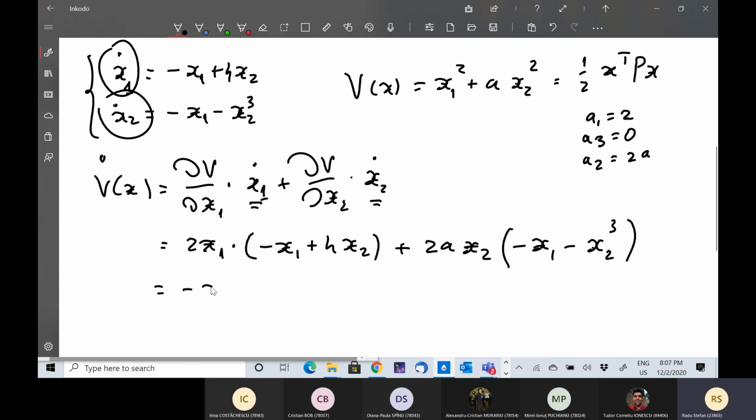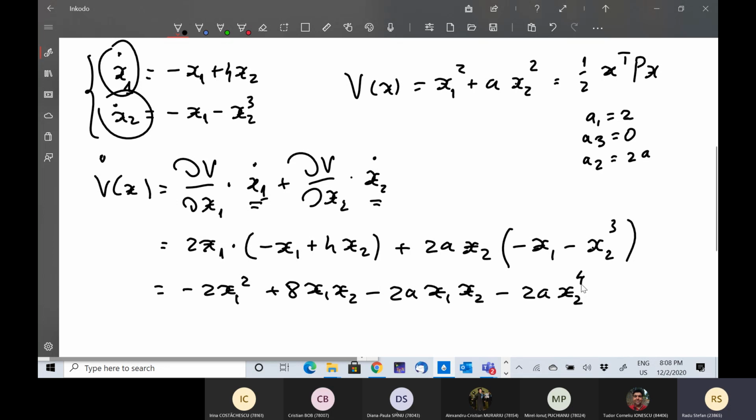We calculate: minus 2x1 squared plus 8x1x2 minus 2a x1x2 minus 2a x2 to the fourth power. Perfect.